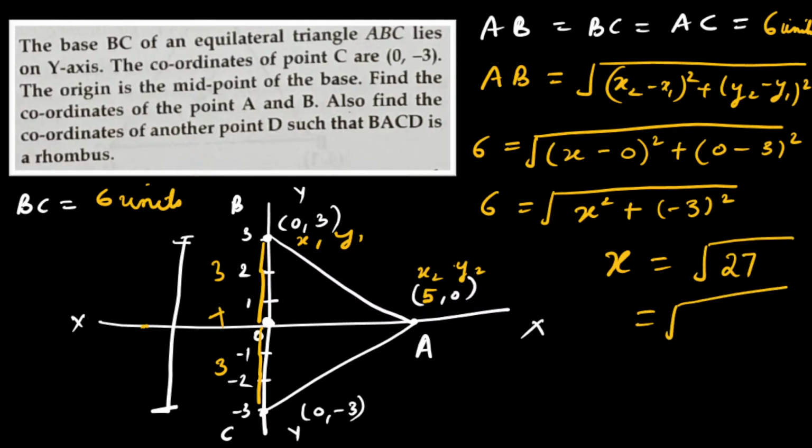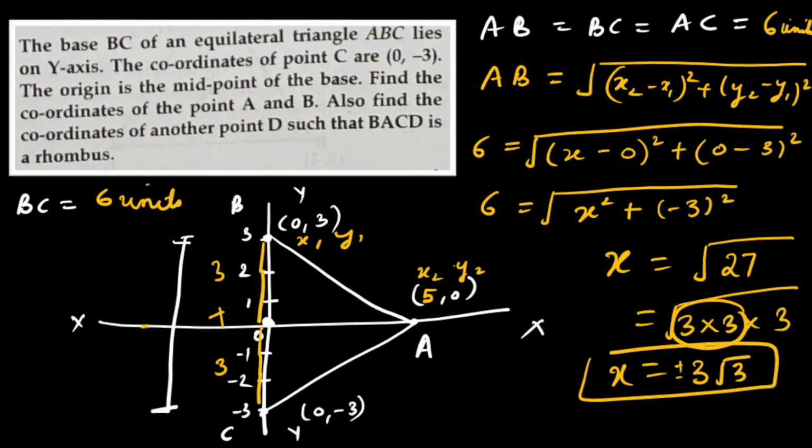Root 27 I can write as 3 into 3 into 3. Two 3's I can take out of the root as one 3, and one 3 stays inside. So x is plus or minus 3 root 3. Let it be in root form only, no need of converting into decimal. So (3 root 3, 0). Here it is plus or minus; it can be positive as well as negative. As of now, I am considering positive.